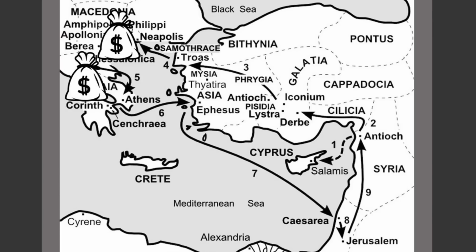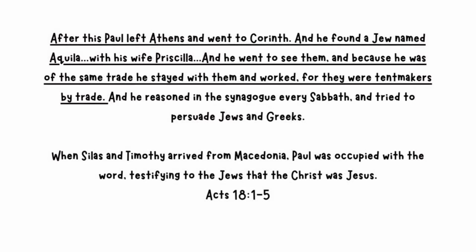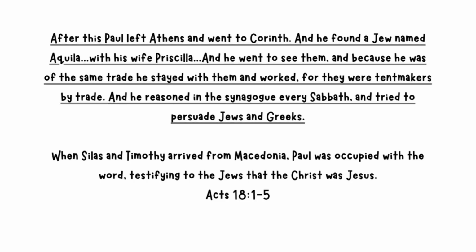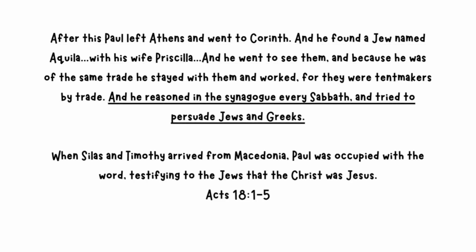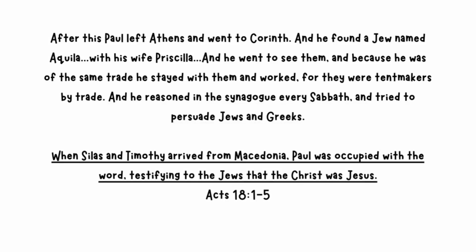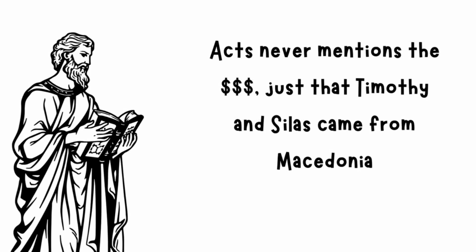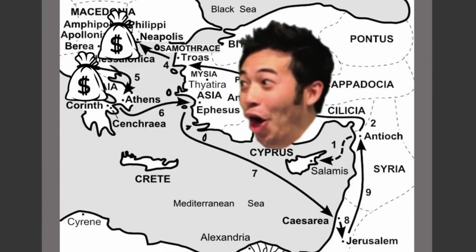Interestingly enough, Acts 18:1-5 tells us about Paul arriving in Corinth, working with Priscilla and Aquila. Initially, he spent Sabbaths in the synagogue, arguing with Jews and Greeks. However, when Silas and Timothy arrived from Macedonia, Paul shifted his focus to full-time ministry. The reason for this sudden change is not specified by Luke in Acts, and he may not have known, but this aligns perfectly with what we read in 2 Corinthians.